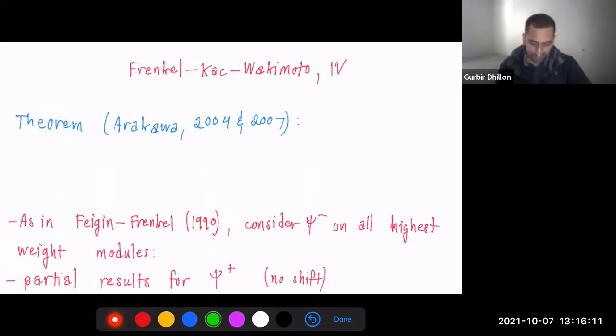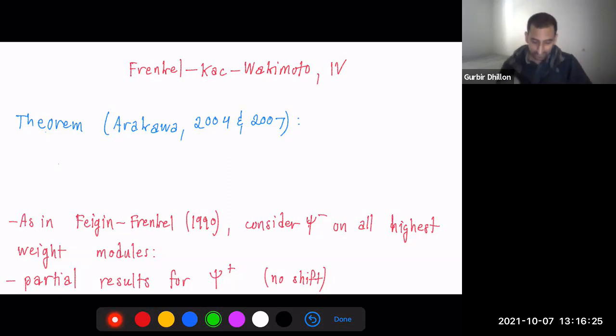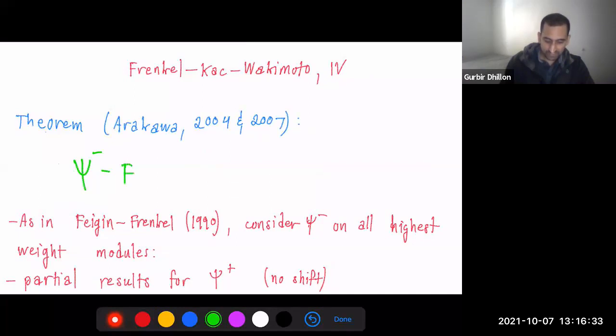Okay, so they made these conjectures in '92. As far as I understood, beyond the case of SL2, which Fagan and Frenkel had already proven at the time of the conjectures, they stood open for another 15 or so years until there was some really nice work of Arakawa, and he proved the Frenkel-Kac-Wakimoto conjecture for the minus reduction.